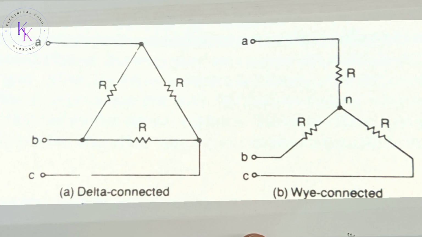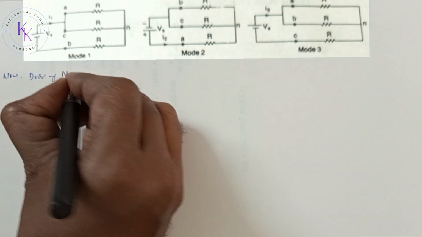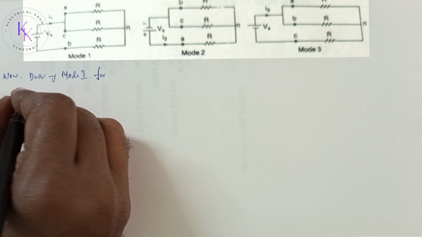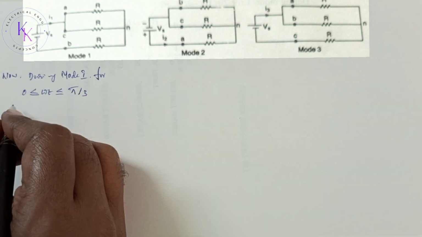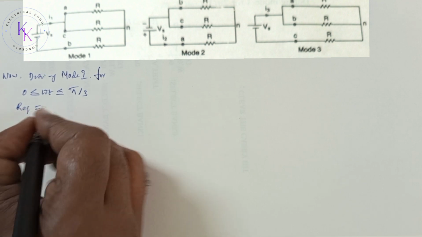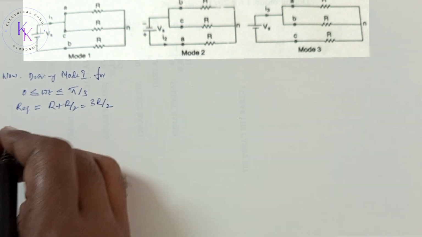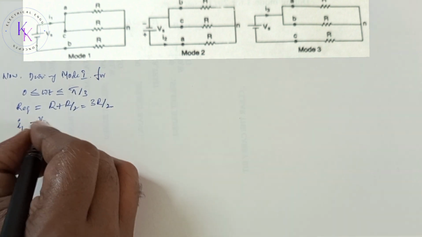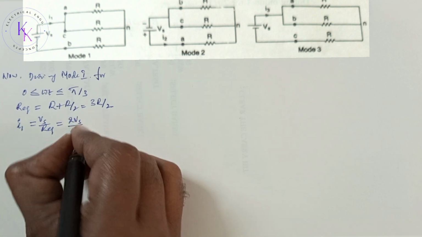There are three modes of operation in a half cycle, and equivalent circuits for the Y connected load are shown. During mode 1, for 0 less than or equal to omega t less than or equal to pi by 3, from the circuit, R equivalent equals R plus R by 2, which equals 3R by 2, and the current I1 is given by Vs by R equivalent, that equals 2 Vs by 3R.